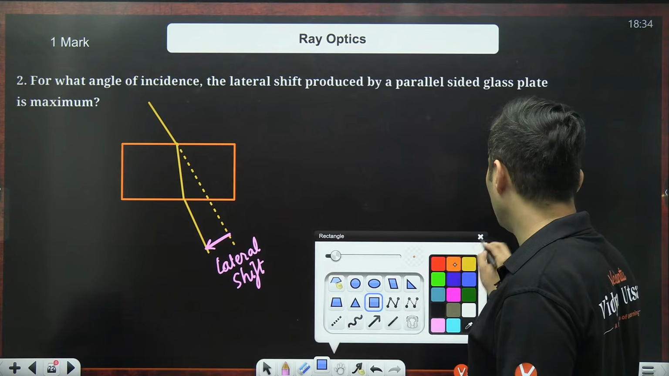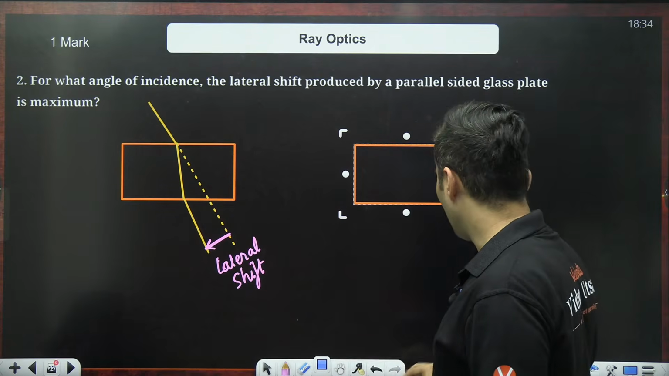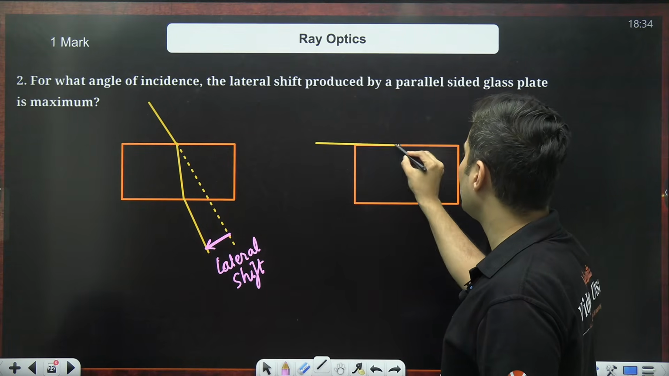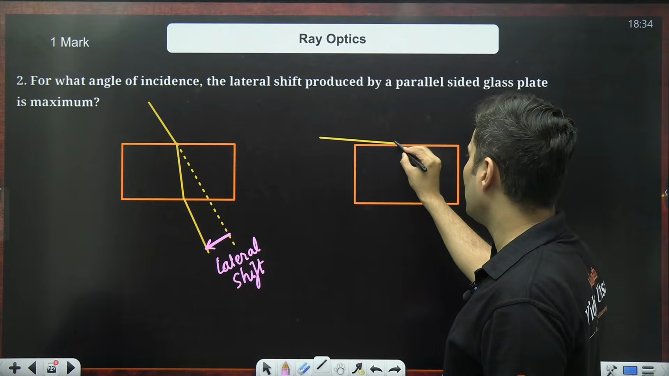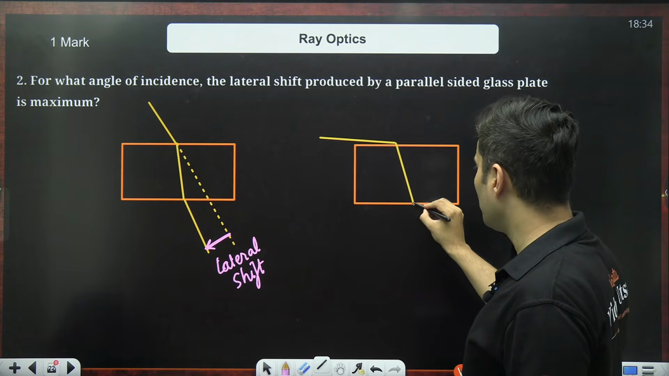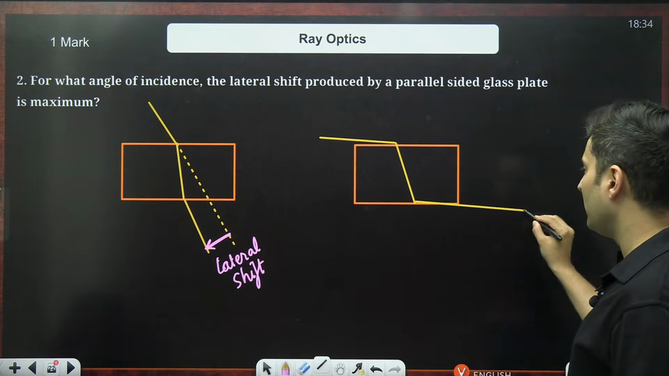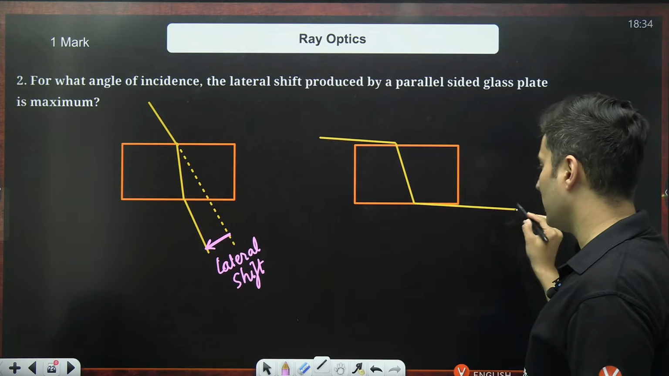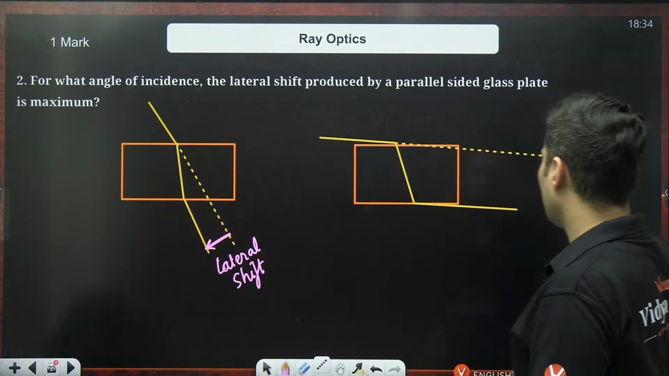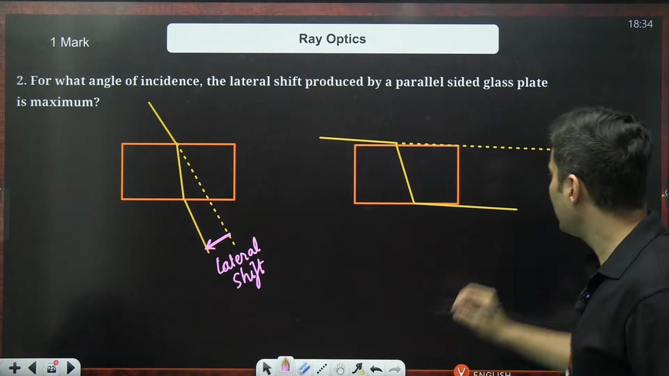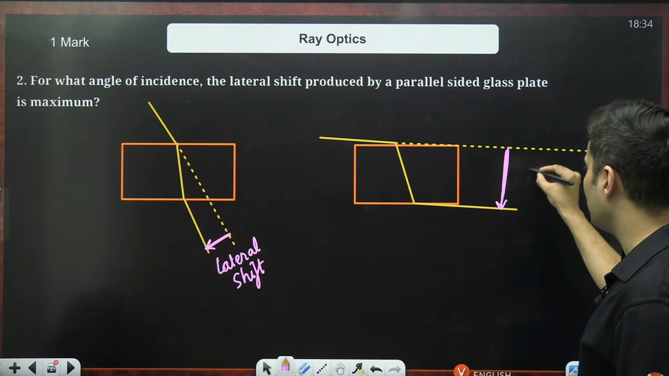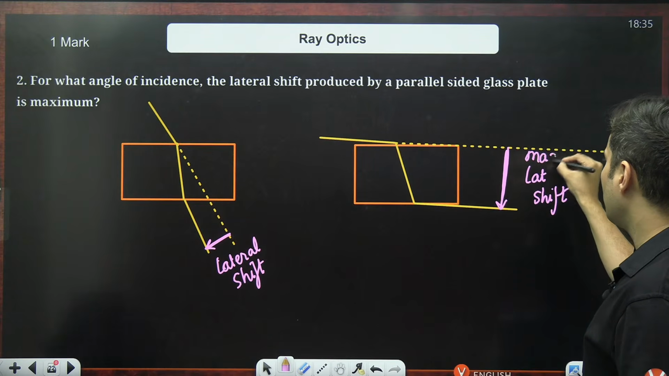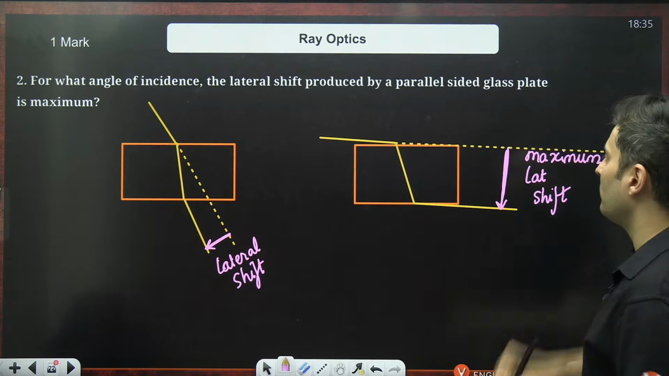In that case, whatever slab you have, make sure that the ray is almost grazing to the surface, almost parallel to the surface. Then inside the medium, it goes at the critical angle, and when it comes out, it almost comes out grazing outside. Now you will see it has been shifted by this much amount. This is the maximum lateral shift which is possible.